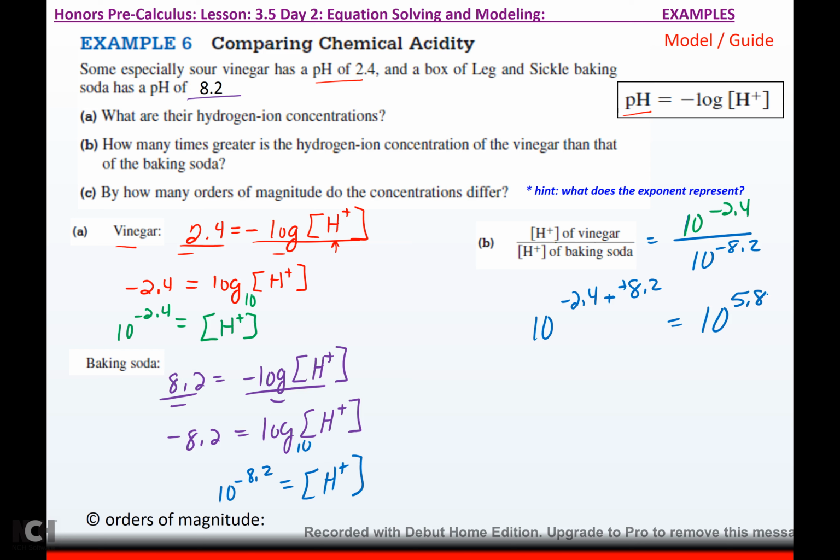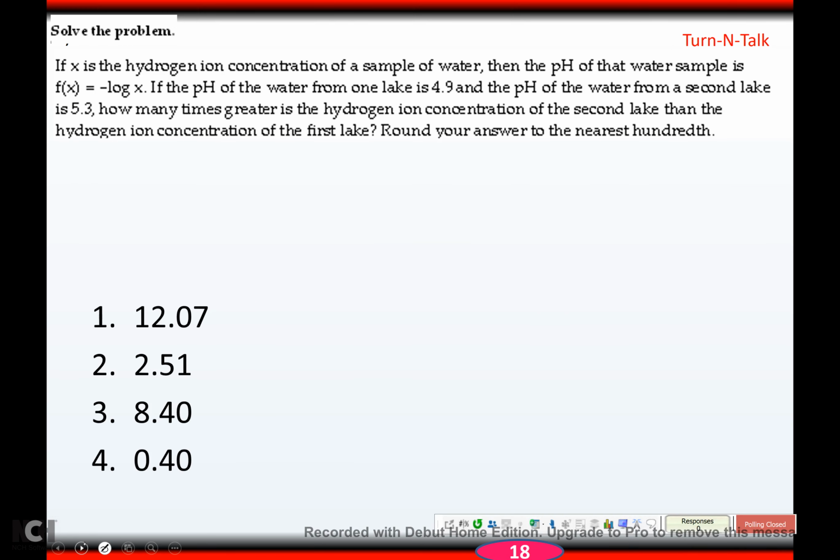is B. And then C says, by how many orders of magnitude do the concentrations differ? And the hint says, what does the exponent represent? The difference in the concentrations, doesn't it? So, approximately 6 orders of magnitude. Okay? Alright, so you try this one. Hit pause, come back when you're ready.